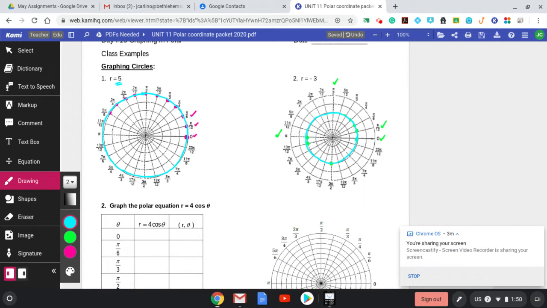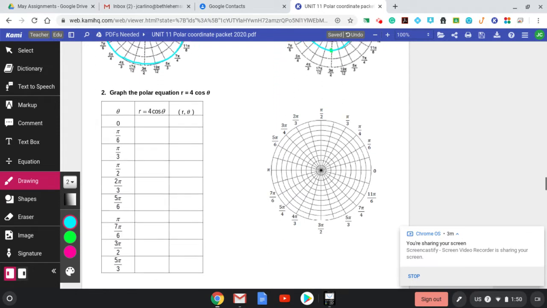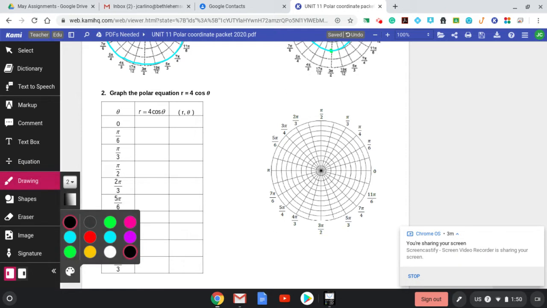I wish it was that easy and we could say we're done, but we've got some serious dealings right now. What does 4 cosine theta look like on the polar grid? We used to graph these back in the day on the XY grid.